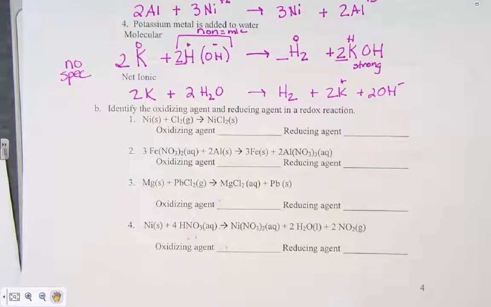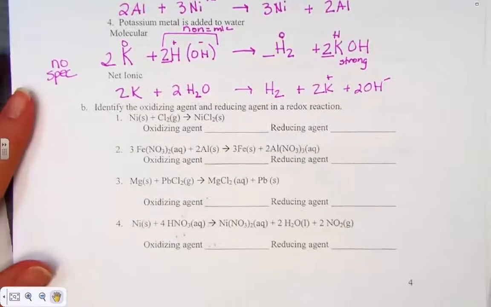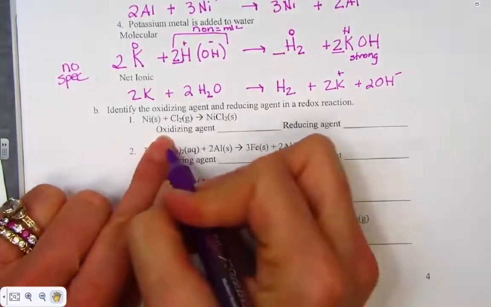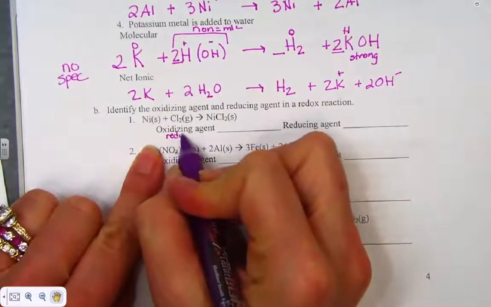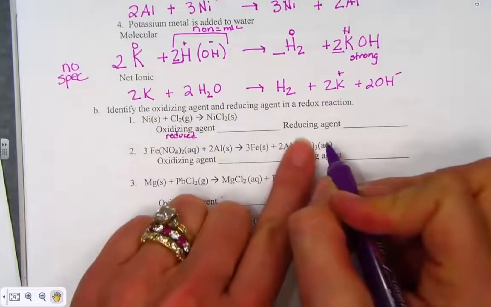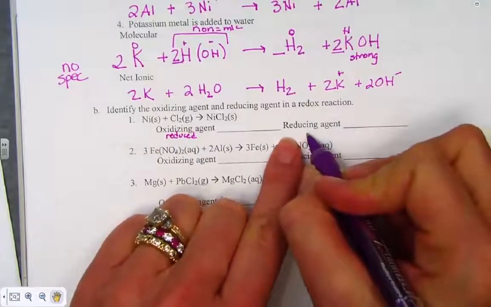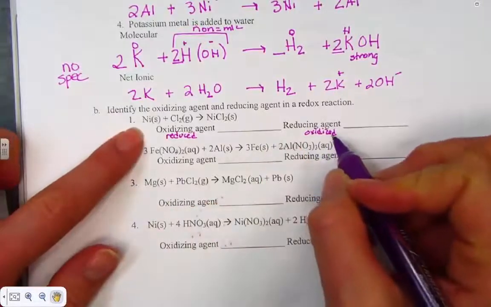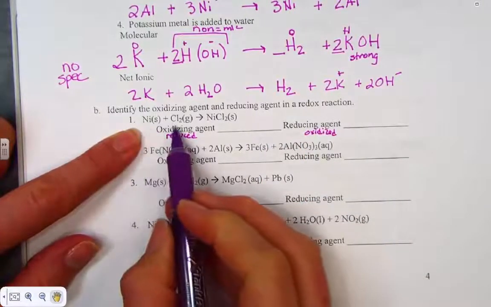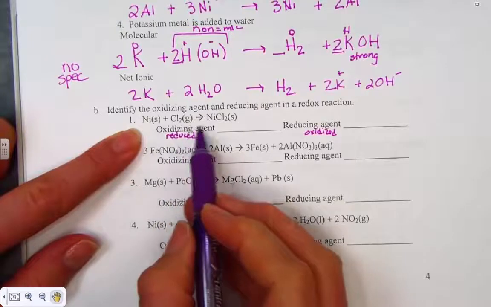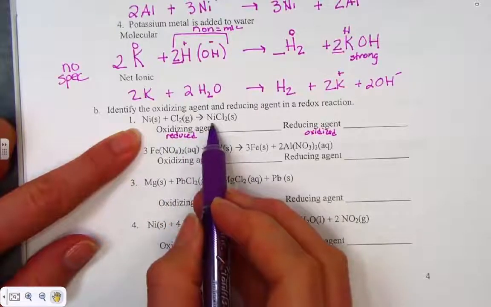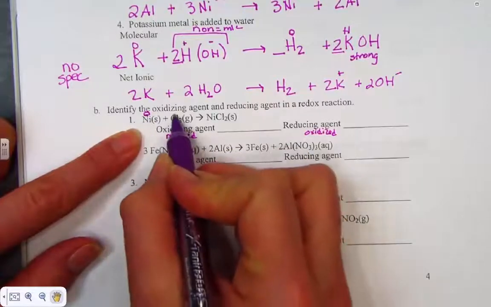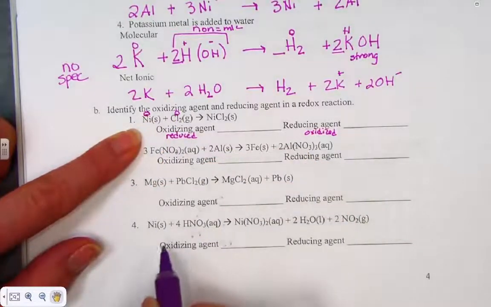Let's talk about oxidizing agents and reducing agents in the next series of questions. The oxidizing agent is that reactant that has been reduced, and the reducing agent is the reactant that has been oxidized. For instance, in number 1, solid nickel combines with gaseous chlorine to form a salt, nickel 2 chloride. Nickel, in its natural state, is a 0. Chlorine, in its natural state, is a 0.